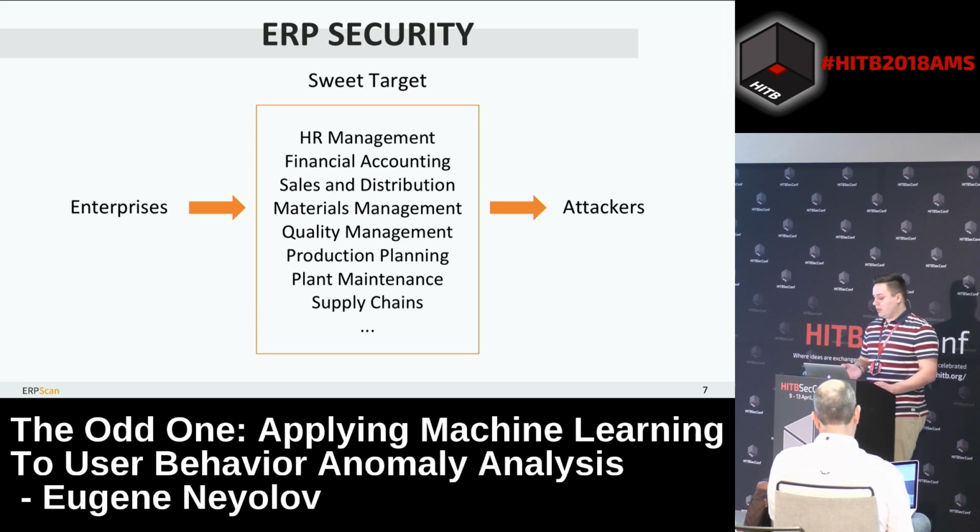This is an example of modules that we have in ERP systems. If we compromise sales and distribution modules, we can get pricing data, and companies may lose some competitive advantage. If we compromise financial accounting modules, we can execute fraudulent financial transactions and get financial profits. If we break into production planning or plant maintenance systems, we can disrupt SCADA processes. It's a really critical system, and it's traditionally overlooked, so it's a great target for cyber criminals.